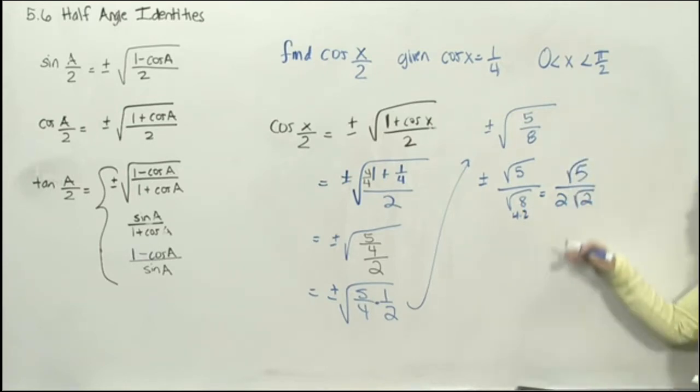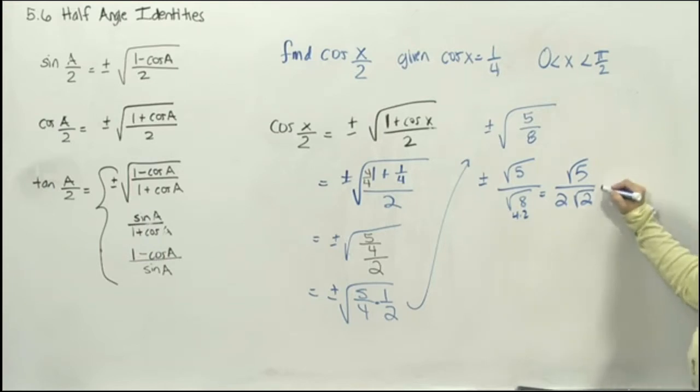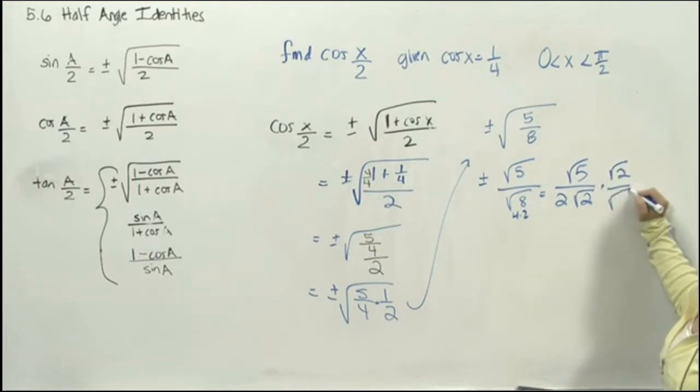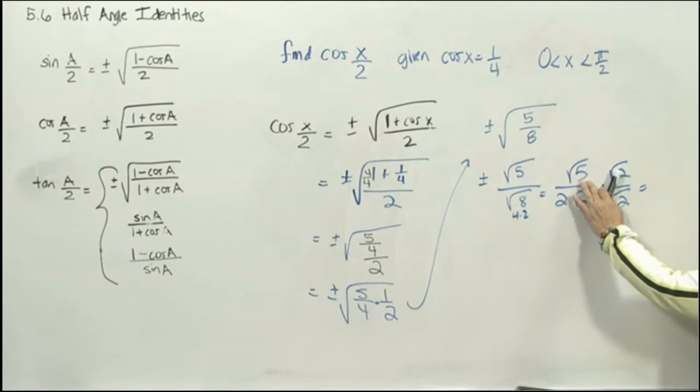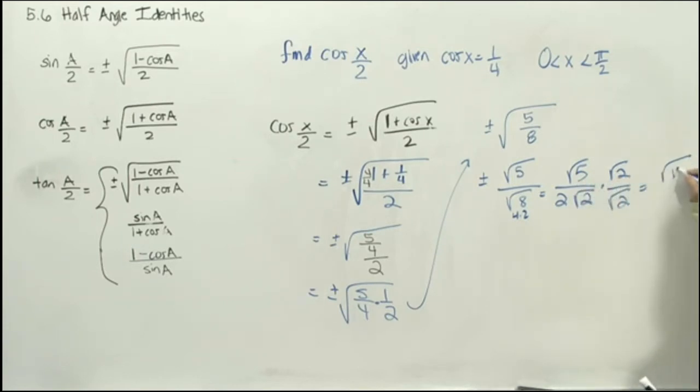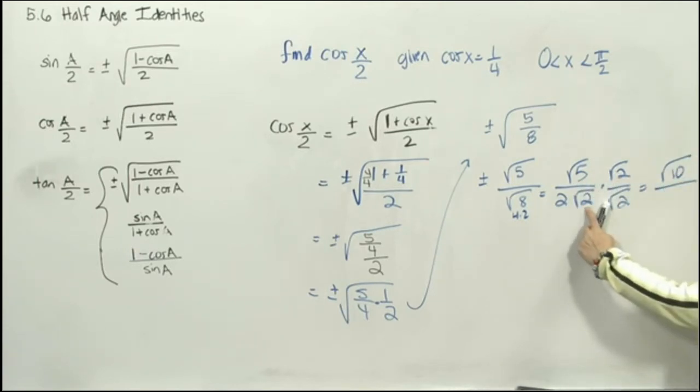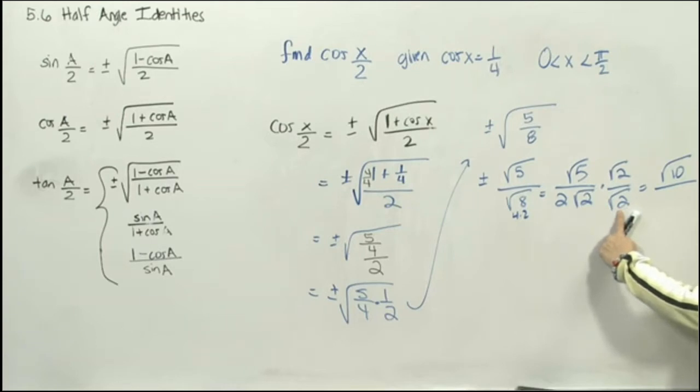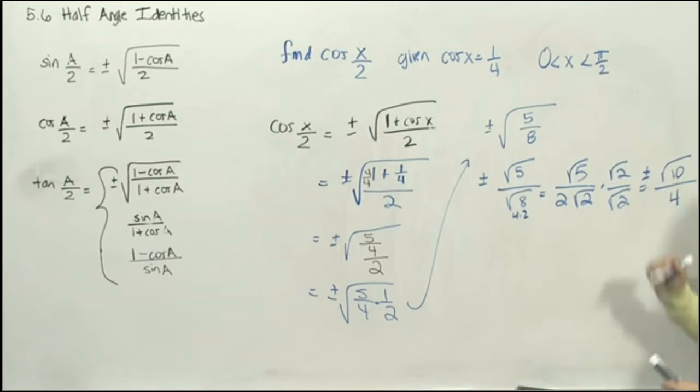Can't leave that because you don't have a whole number in the denominator. So we rationalize by multiplying by square root of 2. So square root of 5 times the square root of 2 is square root of 10. Square root of 2 times square root of 2 is a 2, and 2 times 2 would be 4. But now we have to make the decision. Is the answer positive or negative?